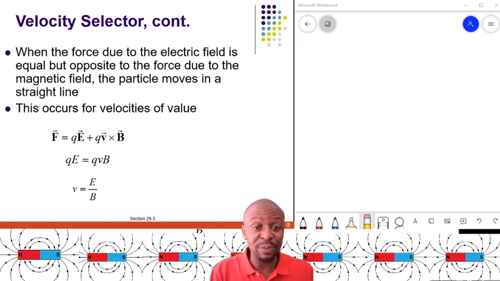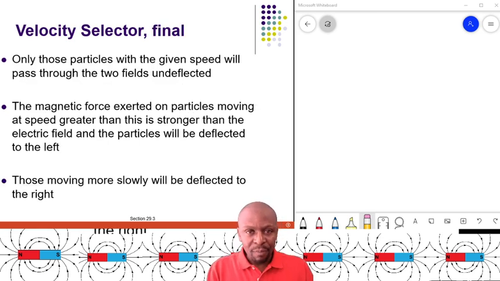Therefore, those particles will just be moving straight without any deflection in that region. Now, that is actually the velocity selector. Only particles with a velocity equal to the ratio of the electric field to the magnetic field are those which will just pass through these two fields without being deflected.